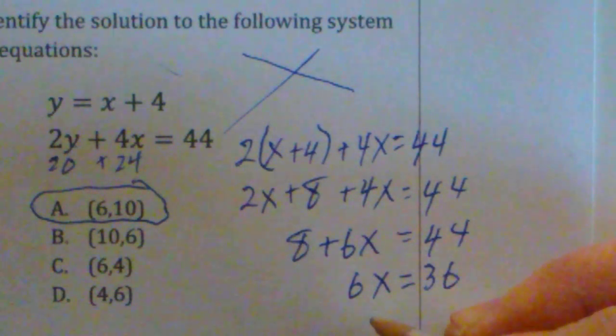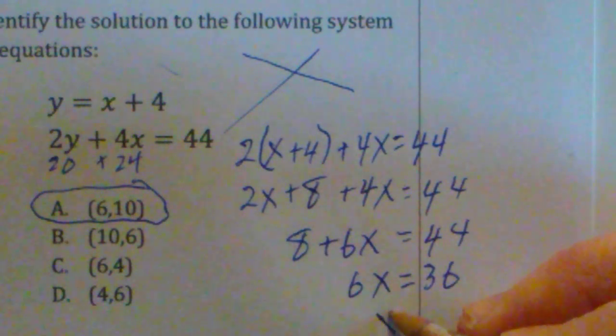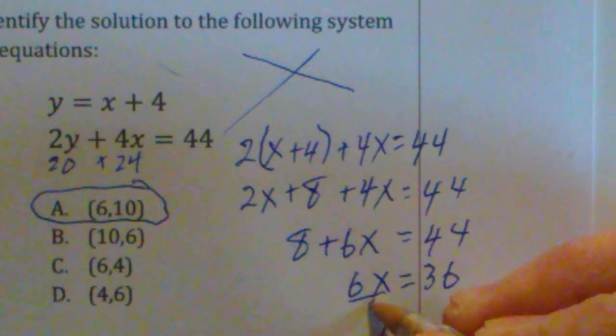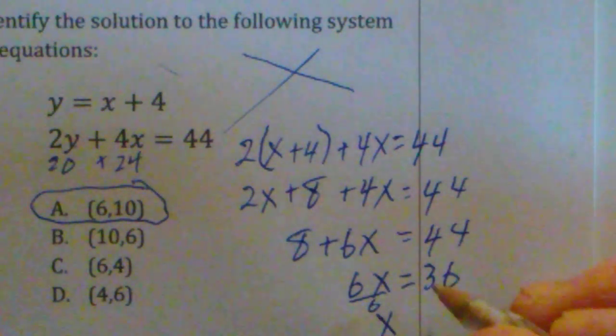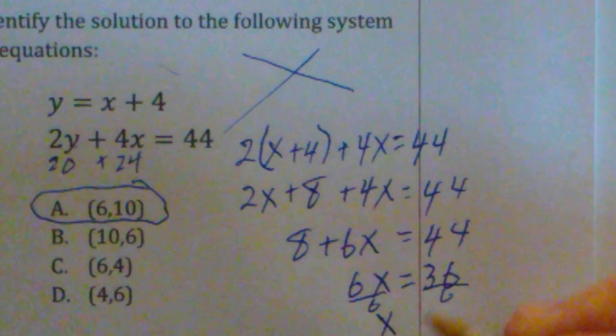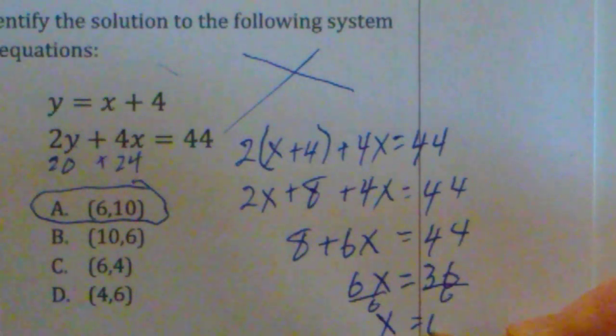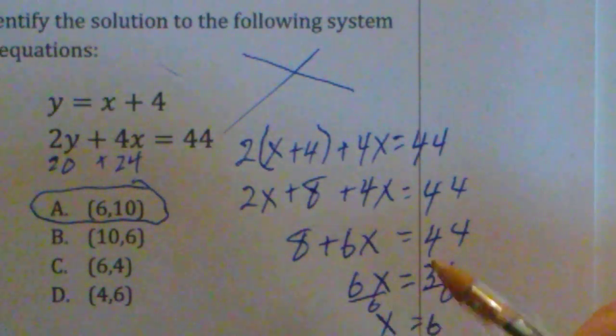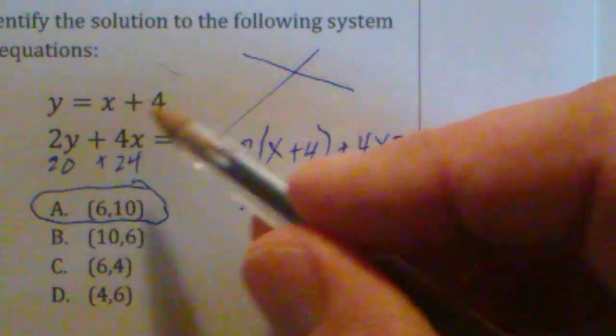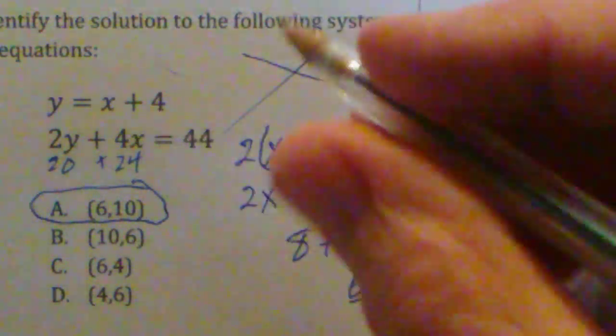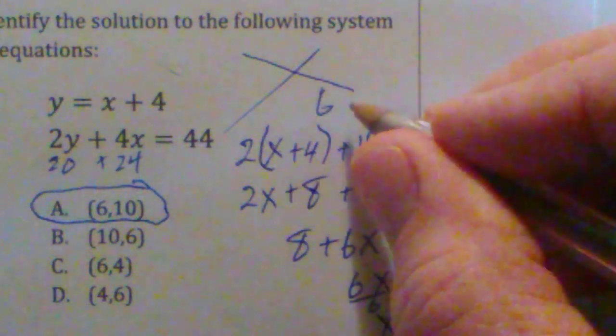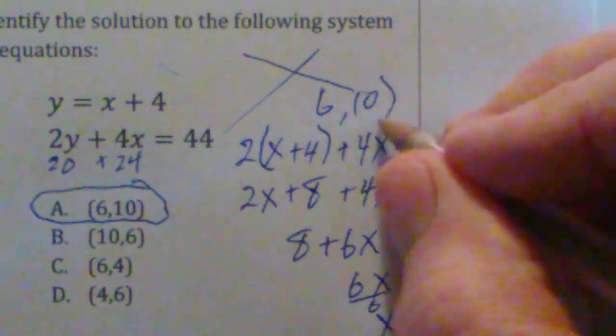How do we get rid of this 6? Well, we want it to be 1x, so we're going to divide by 6. 1x equals, you got to divide this side by 6, equals 6. Once you get the x, you put it back in the equation to get the y. 6 and 4 is 10. So 6 comma 10 is the solution.